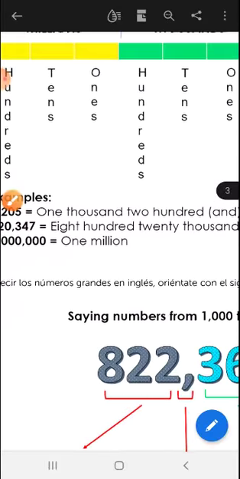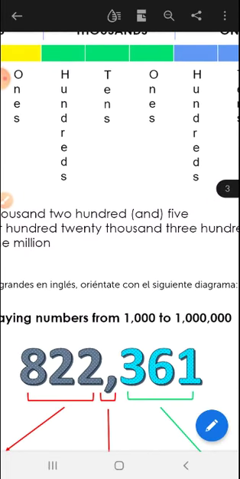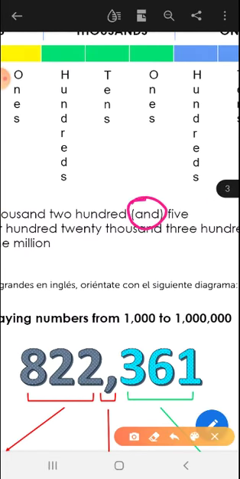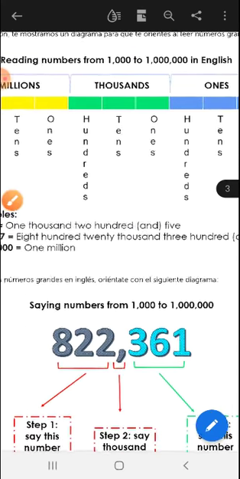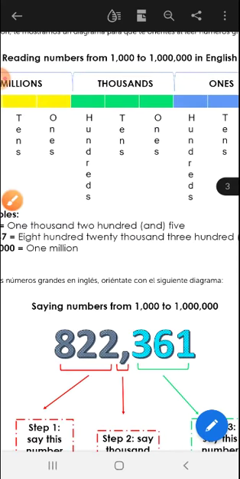1205, a ver si está correct. 1205, okay? Here you have the and. This and is optional, okay? It's a choice you have to make. You can put it or you cannot put it, okay? It's optional. You can say perfectly 1205, that's correct. And you could say 1205, and that's correct too. Okay, both ways, both manners are correct.